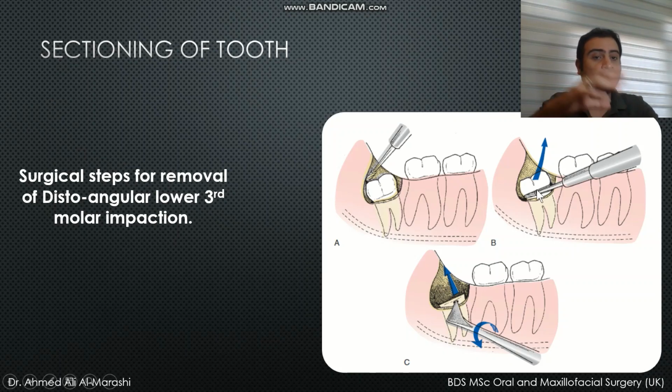Following removal of the crown, we can remove the retained roots, for example, here we have a Cryer elevator in action to remove the roots within the space that we have just created that had previously been occupied by the crown. This is a distal angular.